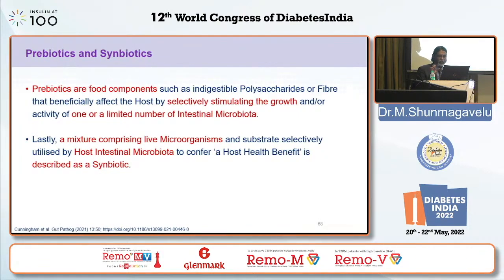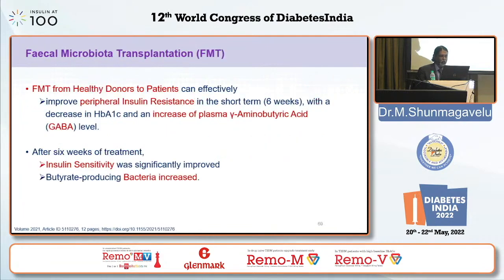Next we have the prebiotics, that is the food components such as indigestible polysaccharides or fiber that beneficially affect the host by stimulating the growth or activity of one or a limited number of intestinal microbes. Likewise, a mixture of pro and pre, we have the synbiotics. Next is FMT, that is fecal microbiota transplantation. After 6 weeks of treatment, the insulin sensitivity is significantly improved, and the population of butyrate producing bacteria also increased.